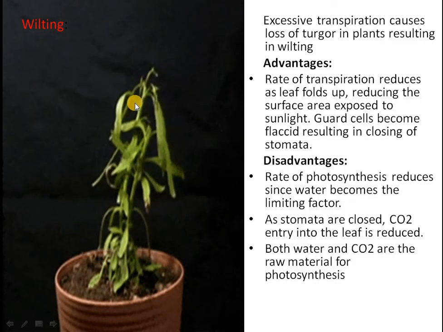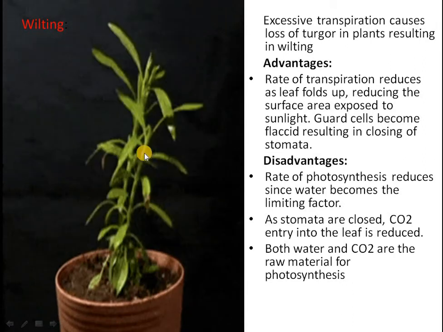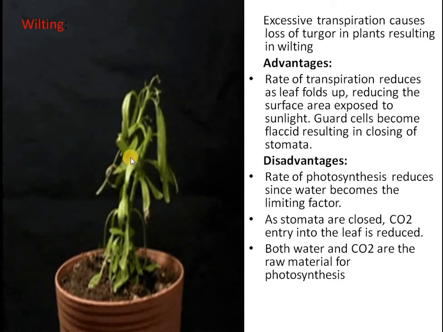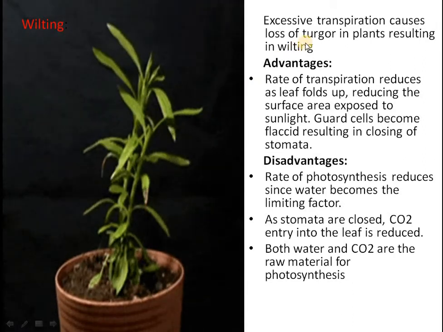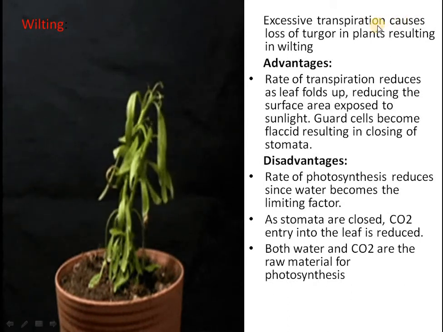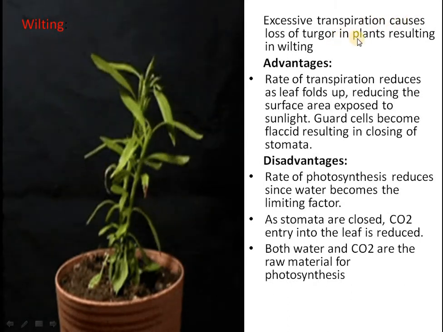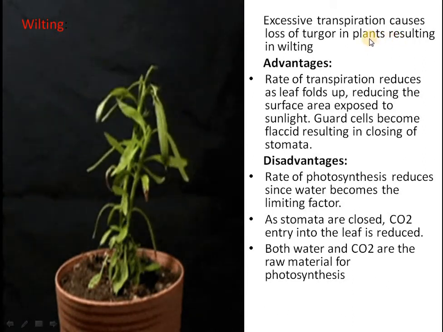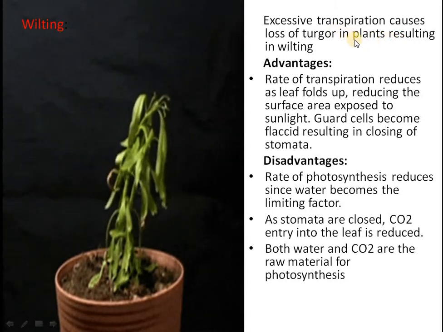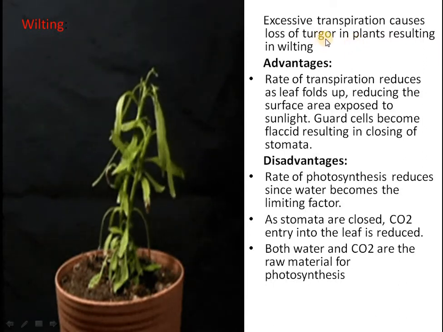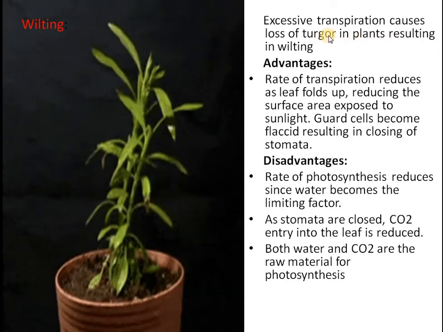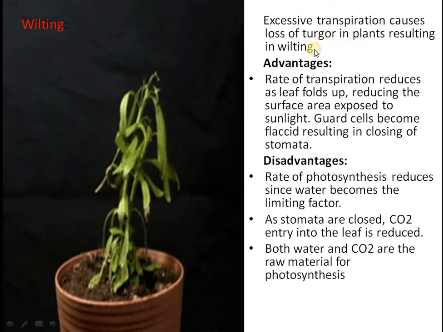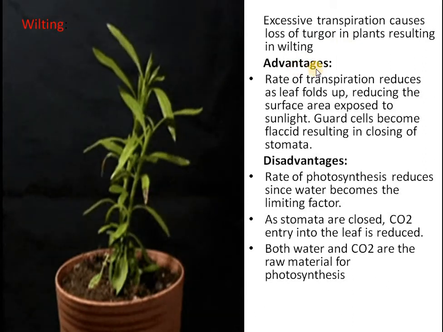Now let's see what wilting is, what are its advantages and disadvantages. Wilting is actually caused by excessive transpiration, which causes the turgor to be lost from the plant cell. If you remember chapter number 1, I told you that whenever the plant cell loses water, it loses its turgor pressure and leads to wilting of the plant. So what is the advantage of this wilting?